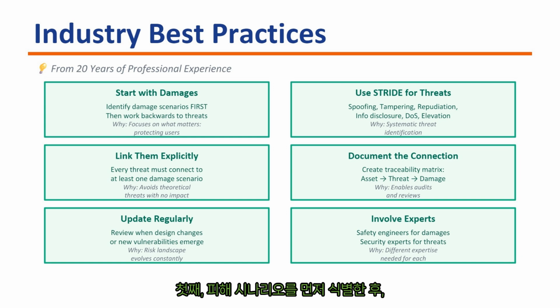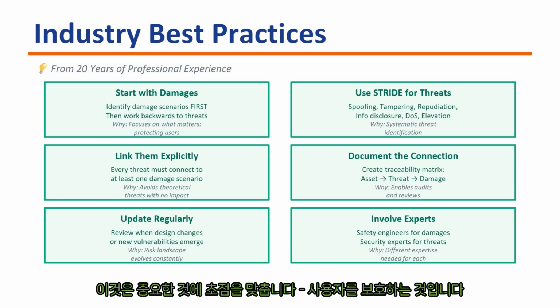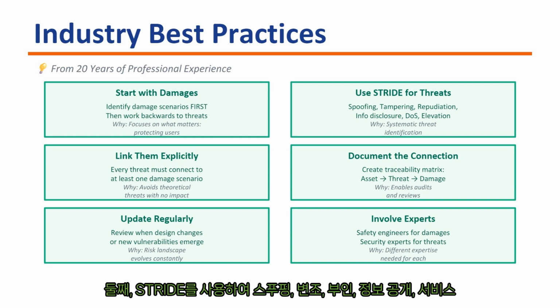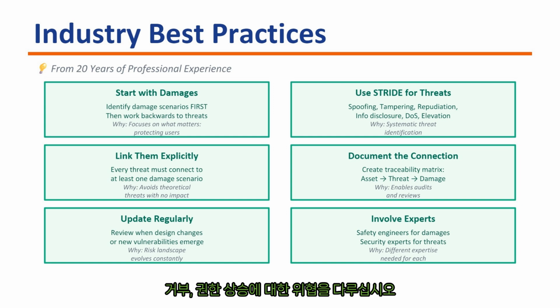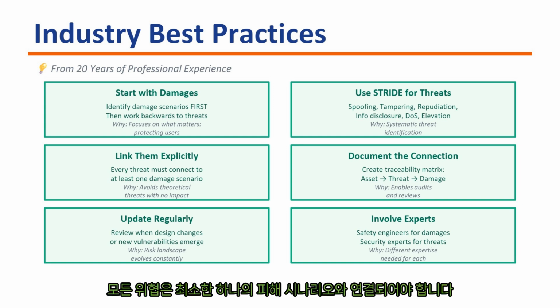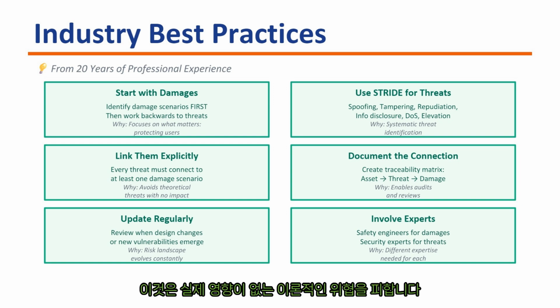First, start with damages. Identify damage scenarios first, then work backwards to threats. This focuses on what matters. Protecting users. Second, use STRIDE for threats. Spoofing, tampering, repudiation, information disclosure, denial of service, and elevation of privilege. This gives you systematic threat identification. Third, link them explicitly. Every threat must connect to at least one damage scenario. This avoids theoretical threats with no real impact.